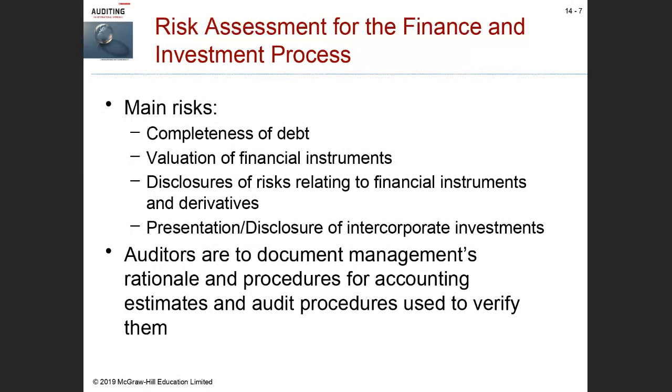So when we consider what the risks are in this particular cycle, some of them make sense in terms of things that we've talked about before. So completeness of debt. Borrowing money creates a liability in a company. So from an auditor's perspective, we're always concerned about whether we have all the liabilities recorded. And this is also true in this particular cycle. The second point, the valuation of financial instruments. Valuation: do we have inherent losses that have not been recorded with respect to financial instruments that the company owns?